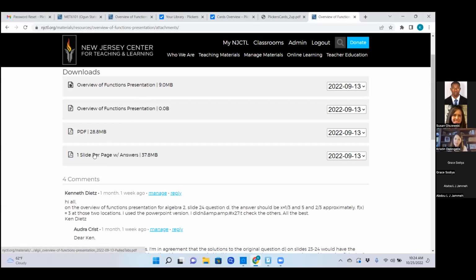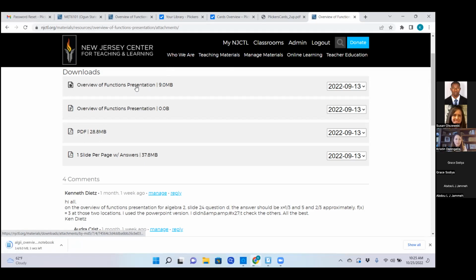So for the PDF, it is not interactive like the notebook or the PowerPoint would be. The second PDF has all those little pull tabs with the teacher notes pulled out so that you can read them. I'm just going to open Smart Notebook. So I'm going to click right on it.